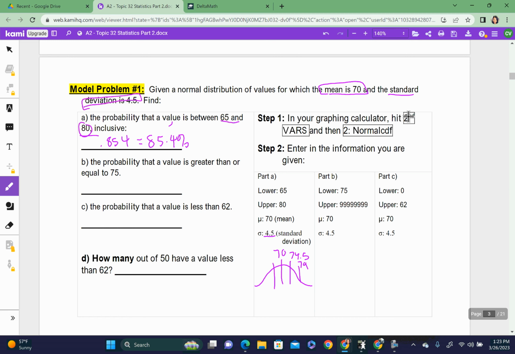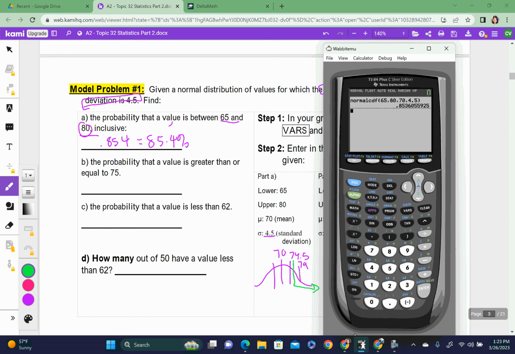Part B, the probability that a value is greater than or equal to 75, okay? Greater than or equal to 75. So visually, just so you know, that is from here up, right? So we know that the total percent is 100%. And we know that this number right here keeps on going, right? Like if I want to extend it, it keeps on going. So whenever I'm looking for probability, I'm going to do second distribution, right? Second vars, option number 2.